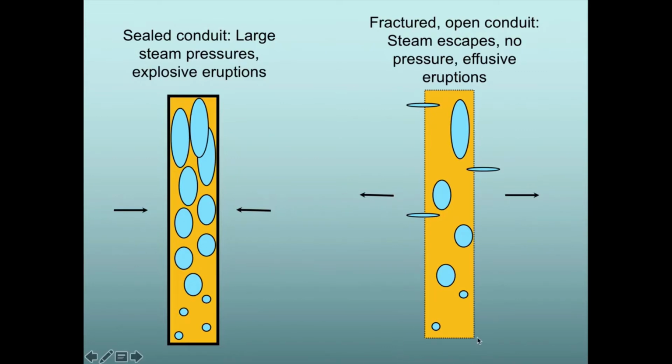On the right, I've drawn a perforated column of magma here. So the conduit is leaky. That means that these gas bubbles that I've drawn here in blue are able to actually leak out the sides of this leaky pipe.